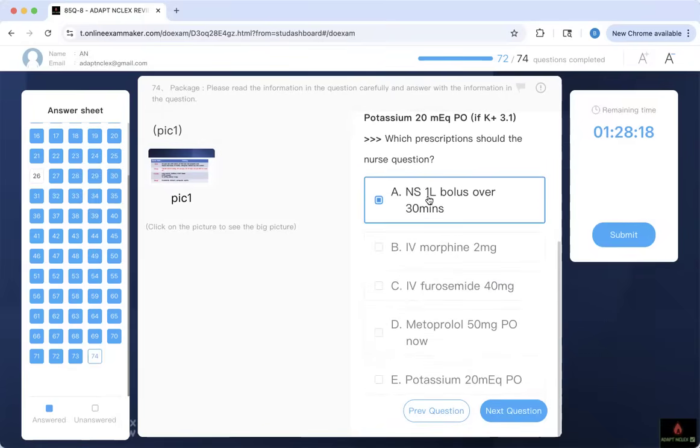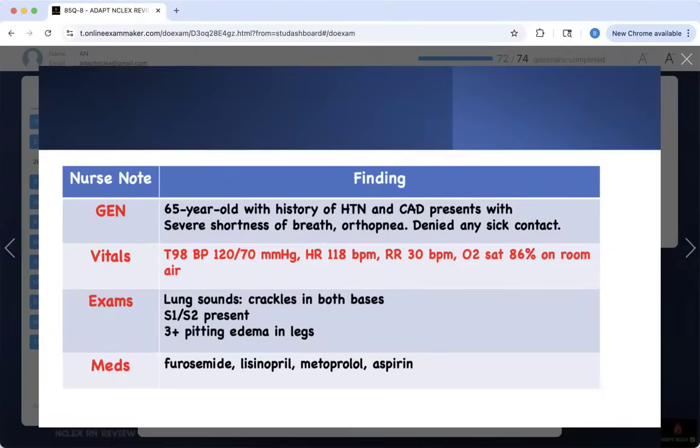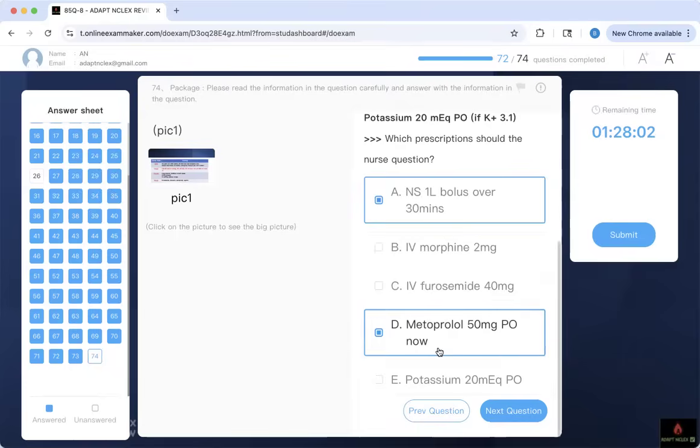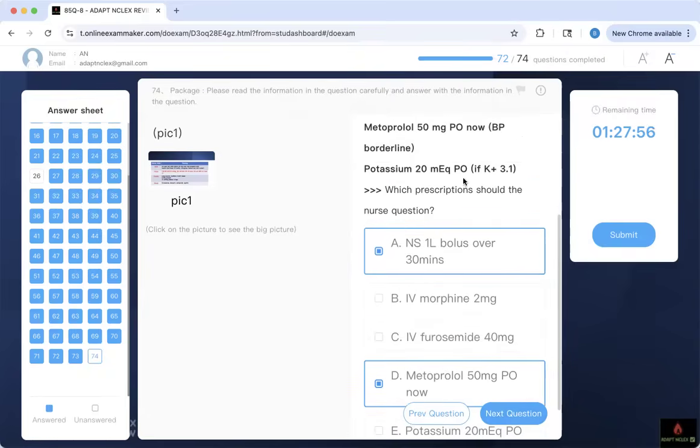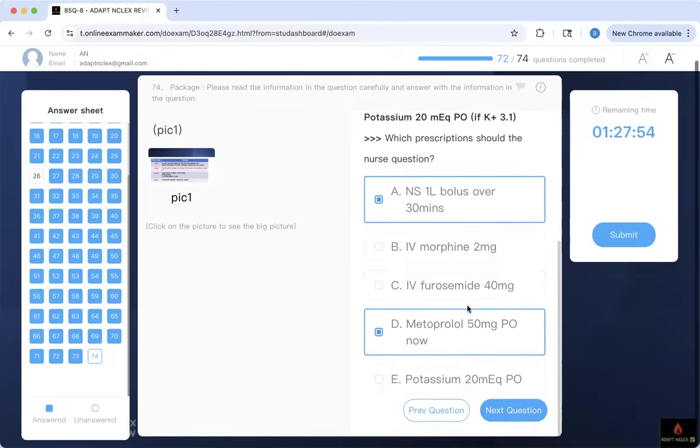I can tell you, you should not bolus them. They're already fluid overloaded. You should hold a beta blocker, right? That's not going to help them at this time. Blood pressure is a little bit soft. Look at the blood pressure. You're going to drop the blood pressure, so we should lower it. Potassium, if they give you parameters: if the potassium is low, we can give it.